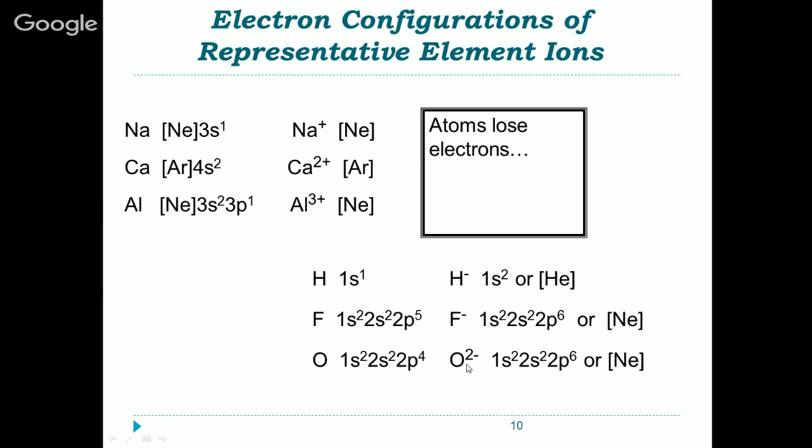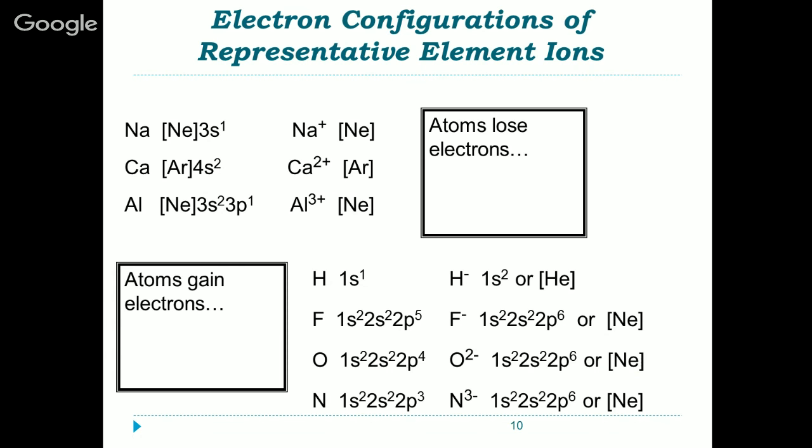So our main group elements are either trying to lose or gain electrons in a way to become like the noble gases. Electron configuration only. We are not actually changing nitrogen into neon. We cannot do that unless we do a nuclear reaction, remember? So atoms gain electrons. What atoms gain electrons? Non-metal atoms tend to gain electrons.